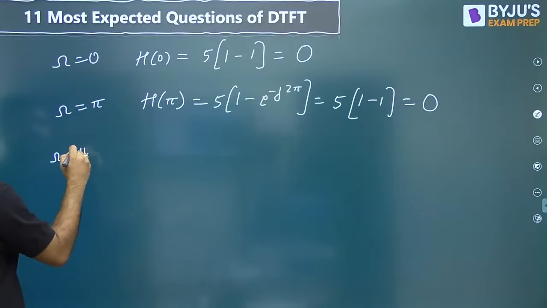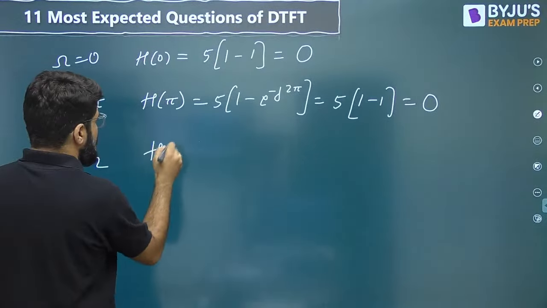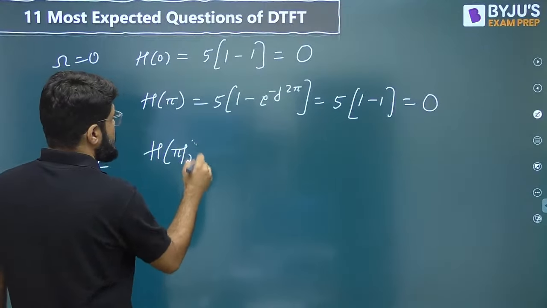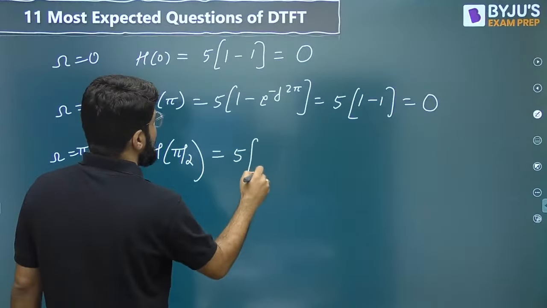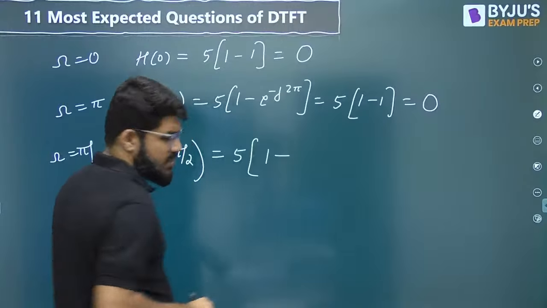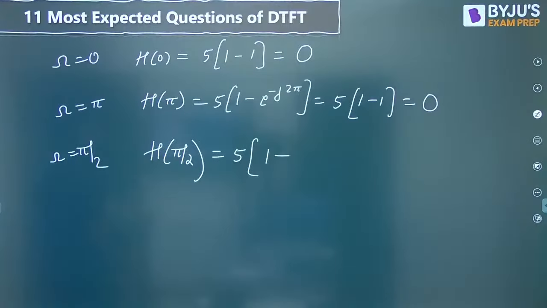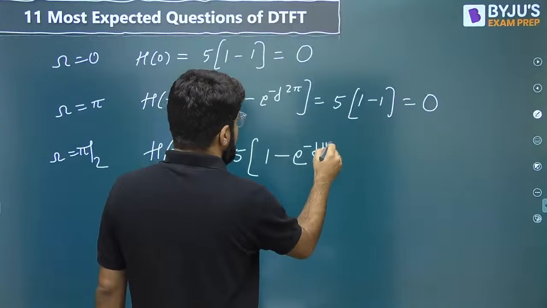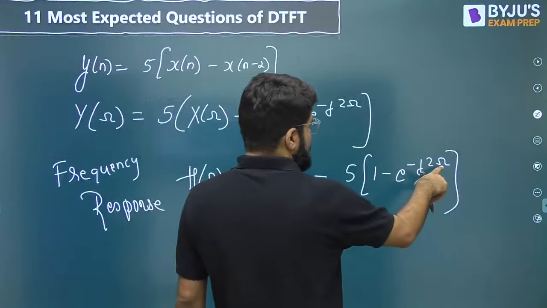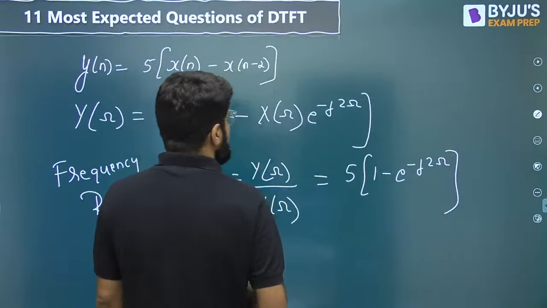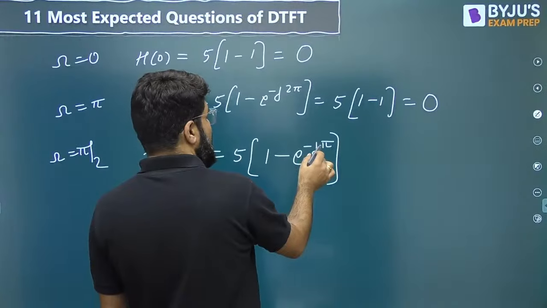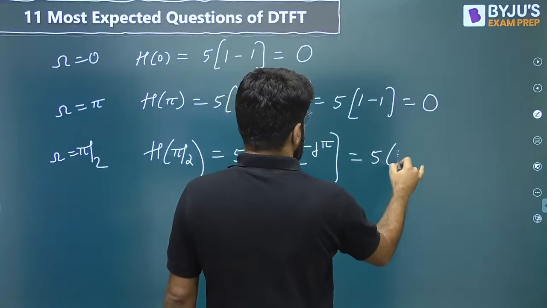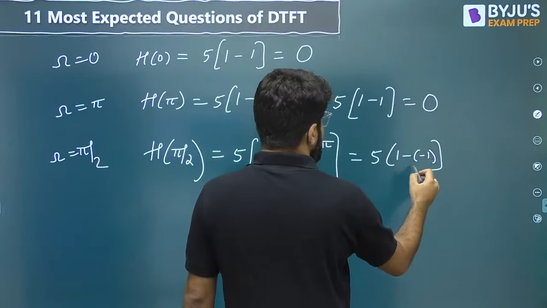Let me check omega equal to pi by 2 as well. So you have H of pi by 2, which is equal to 5 into 1 minus e raised to the power minus j pi. Omega I have substituted as pi by 2, so 2 and 2 cancel. E power minus j pi, odd value of n. So the result will be minus 1. 1 minus minus 1 is 2.